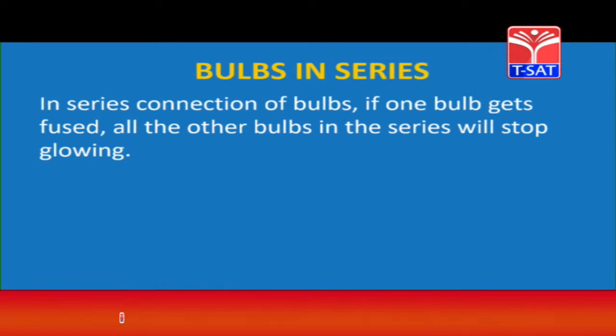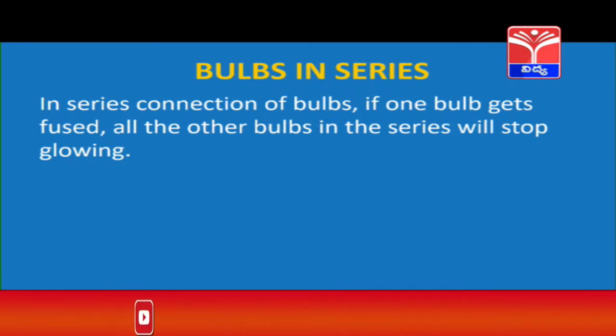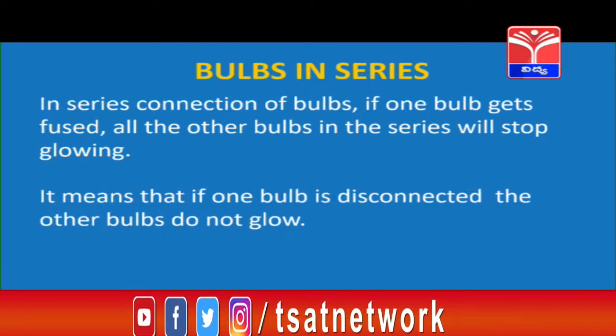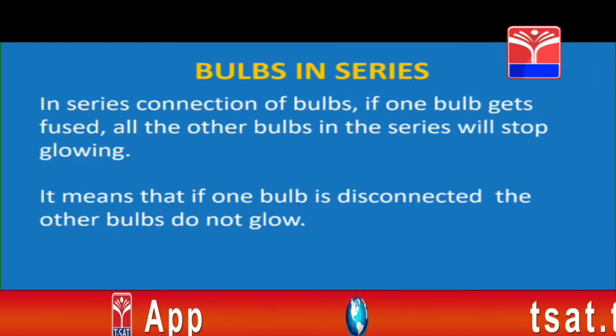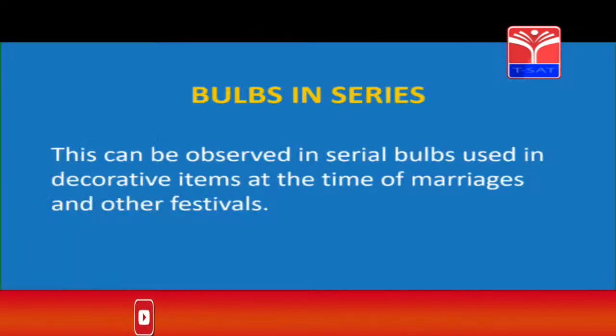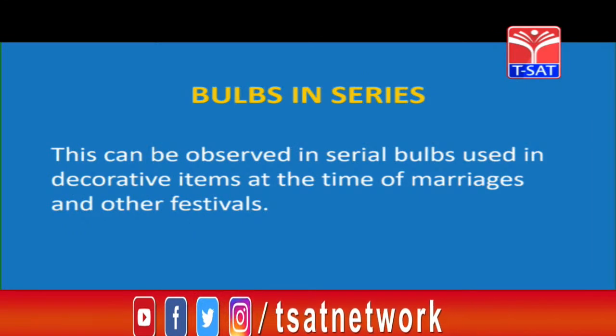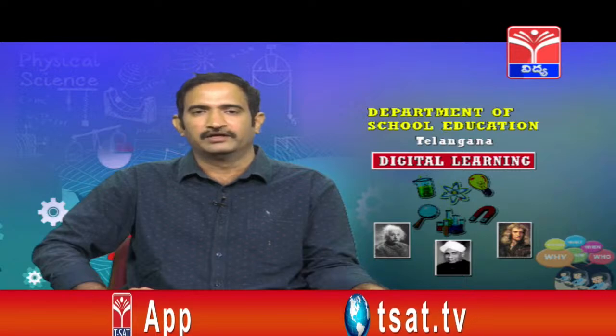In series connection of bulbs, if one bulb gets fused, all the other bulbs in the series will stop glowing. That means, if one bulb is disconnected, the other bulbs do not glow. This can be observed in serial bulbs used in decorative items at the time of marriages and other festivals. We will see this arrangement in the decorative bulbs in our marriages and in our homes.